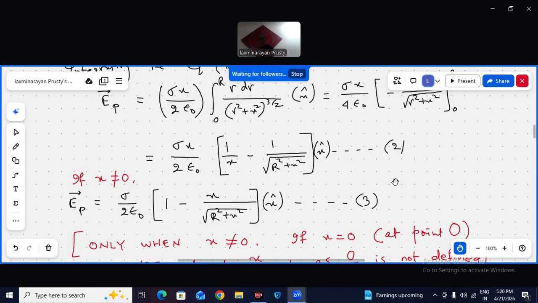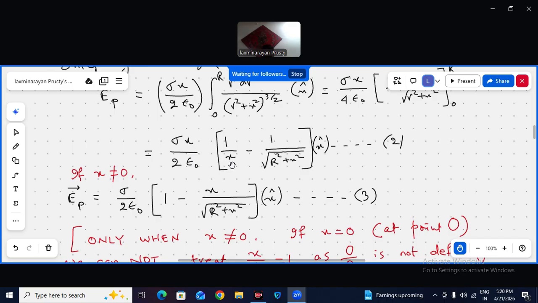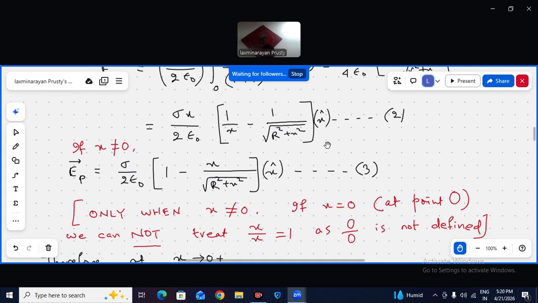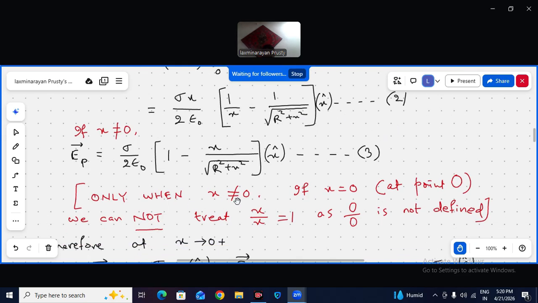This is important. Then outside x, the inside also 1 by x, can we cancel out? No, no, no. I can cancel that only when x is not equal to 0. If x is 0, meaning at the center, I would be cancelling 0 by 0, which is mathematically unacceptable. So when x is not equal to 0, then I can cancel them. I can write EP is equal to sigma by 2 epsilon 0, 1 minus x by root over r square plus x square, in the x cap direction, only when x is not equal to 0.